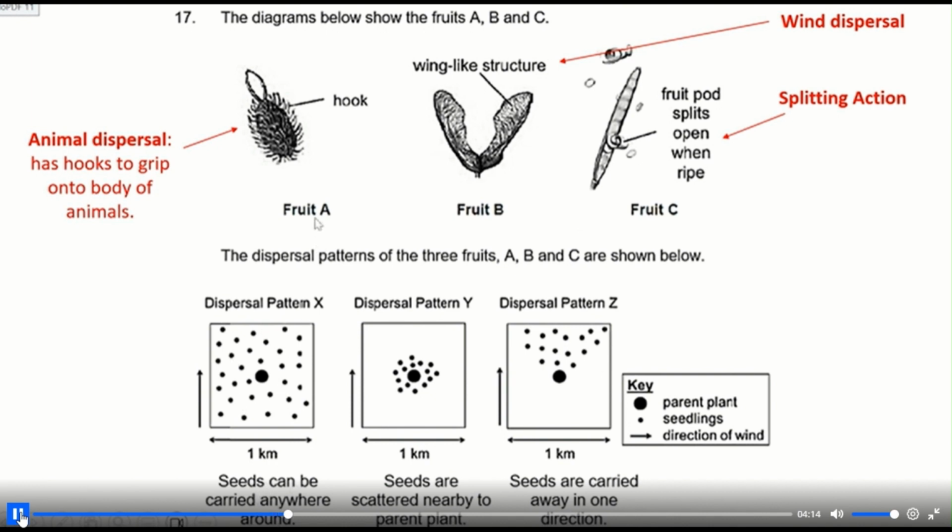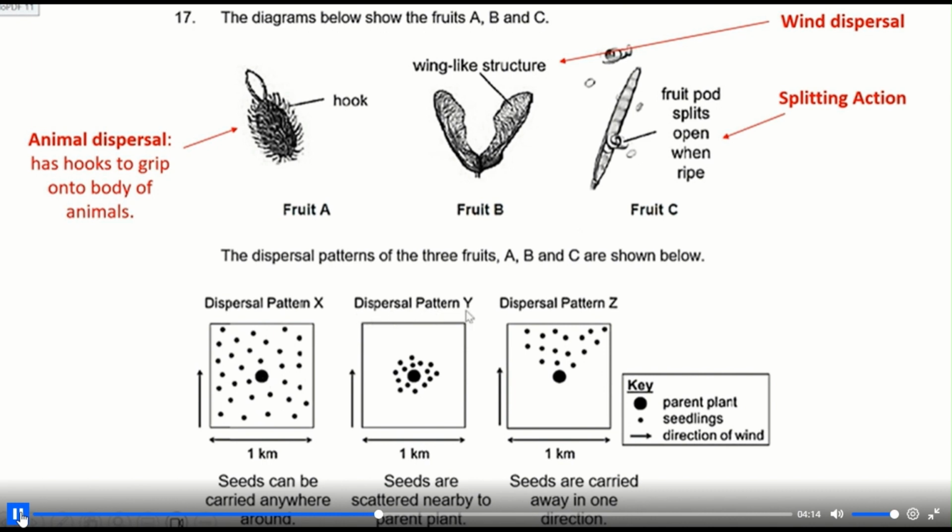So based on fruit A, B, and C, A is by animal dispersal method, B is by wind dispersal, and C is by splitting action. So dispersal pattern X most likely is the dispersal pattern of fruit A, whereby it is the animal dispersal method, because the seeds can be carried around anywhere the animal goes to be dispersed.